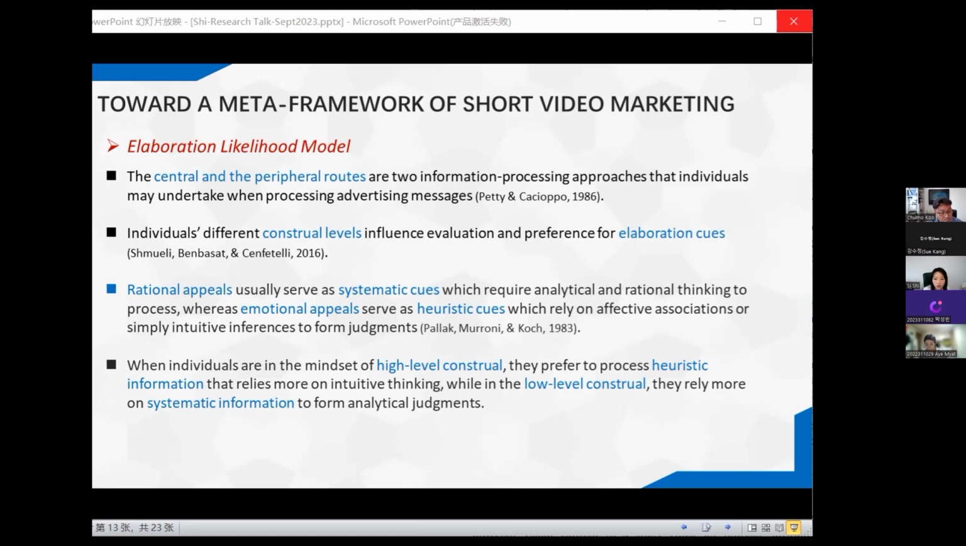Previous research supports the notion that when individuals are in the mindset of high-level construal, they prefer to process heuristic information and rely more on intuitive thinking, right? As we just mentioned, the high-level construal mindset usually focuses on abstract or broader perspectives of events. So they can better process heuristic information. And when they are in low-level construal, they usually rely on systematic information for analytical judgments because they want to focus on more details, the narrow perspective. That means they tend to process systematic information and use cognitive attention to form analytical judgments.